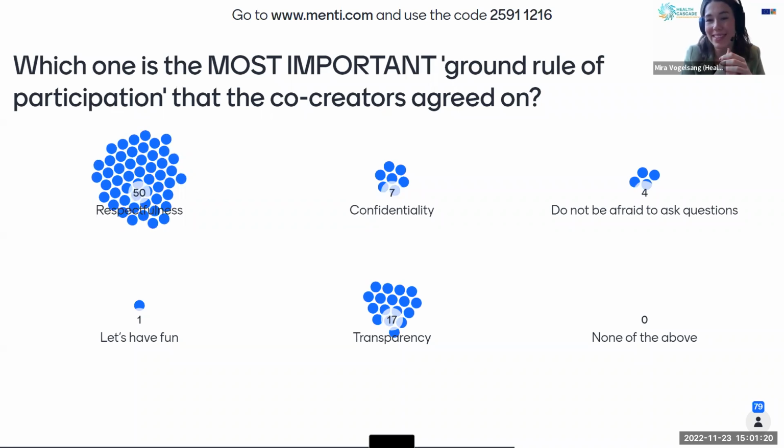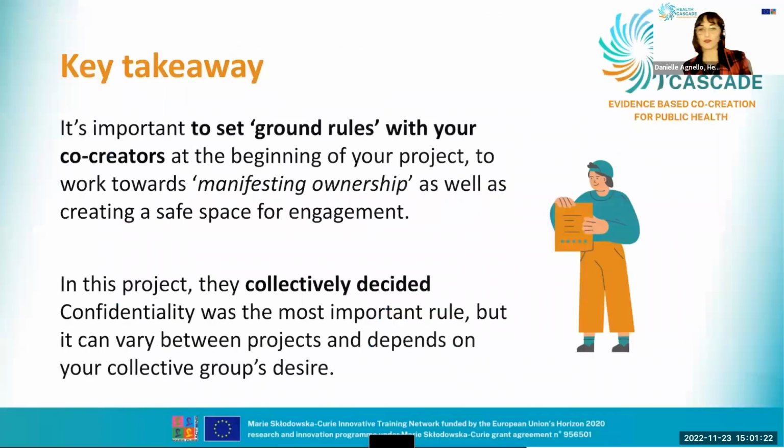Wonderful. Thank you. So those 7 individuals, give yourself a pat on the back. You got a match. You got a point. And of course, like Mira said, all the ground rules are important, but our key takeaway is really taking the time to set those ground rules together with your co-creators. It's also a way you can start to manifest ownership and create that safe space for everyone to engage. We want to emphasize, it's about this collective decision-making. And in her case, all of them decided confidentiality was the most important.